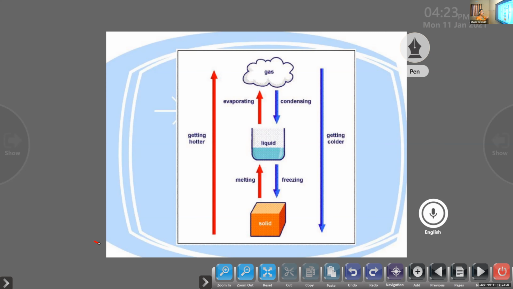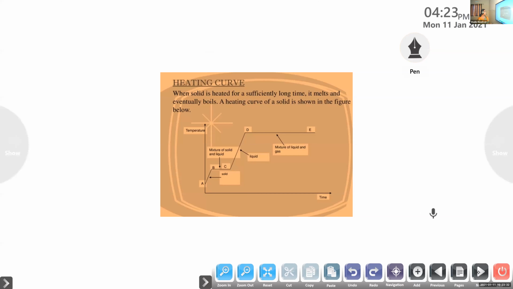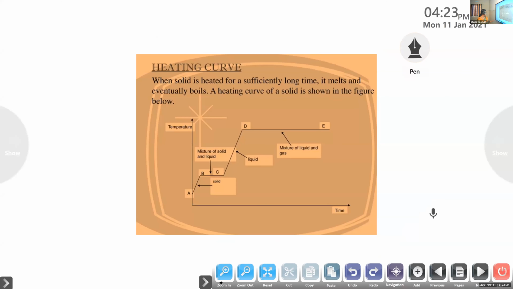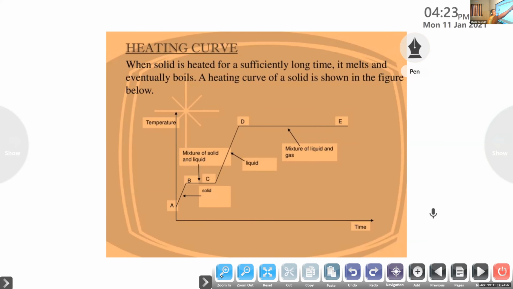Okay, without going to that, it is directly going. So, this is just for your knowledge. Now, this is the heating curve. You don't have to copy it all, it is in your textbook. So, this is the heating curve of water.